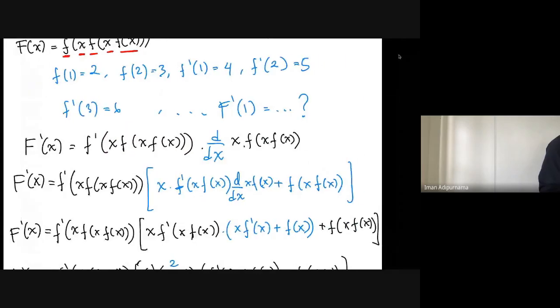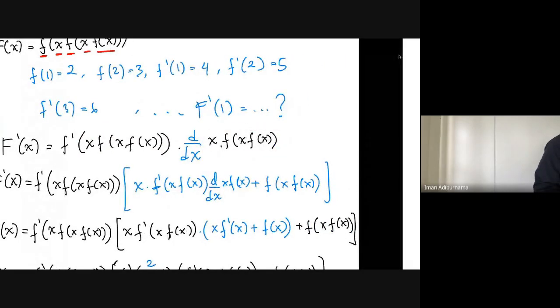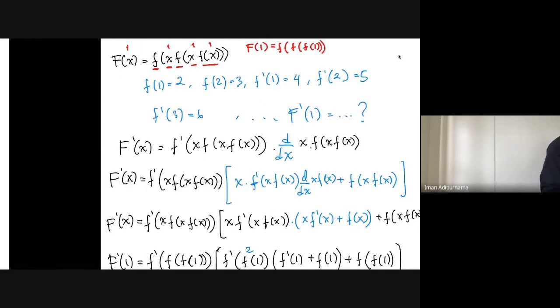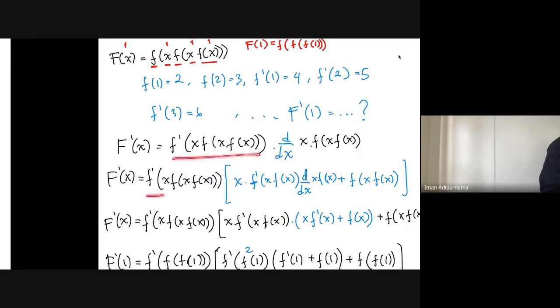Based on our chain rule, you have the f prime and then all the inside stays the same. And then you need to derive all the inside. And remember, in this part you have two functions, right? This x and this f. You need to do the product rule, fg, right? And it becomes f prime g plus g prime f. Okay. So it's still the same, right?